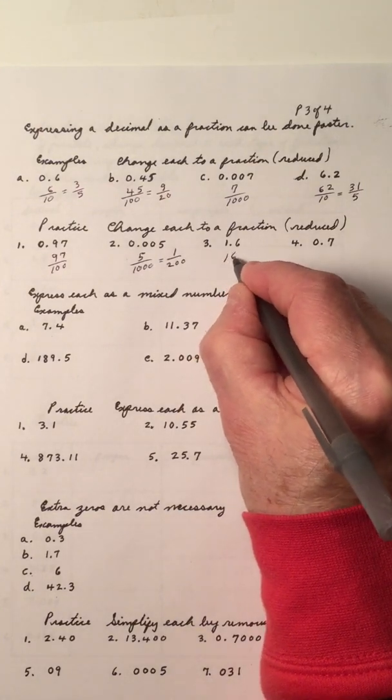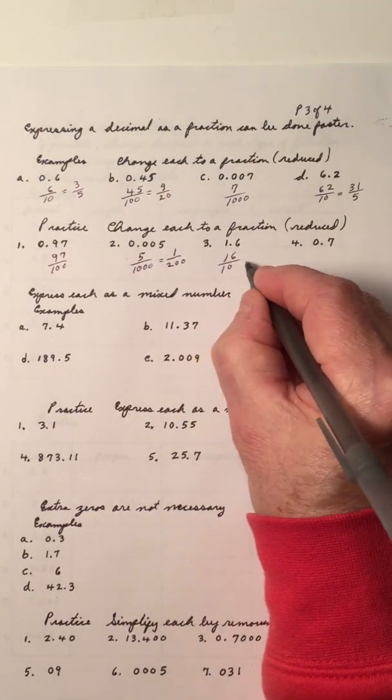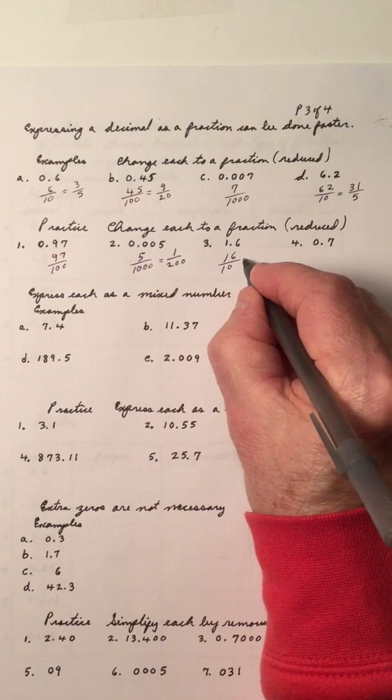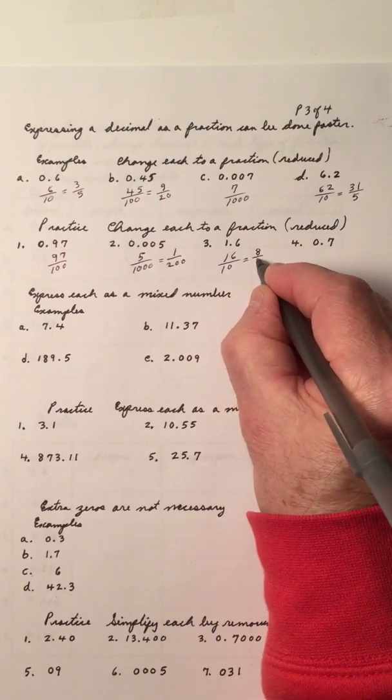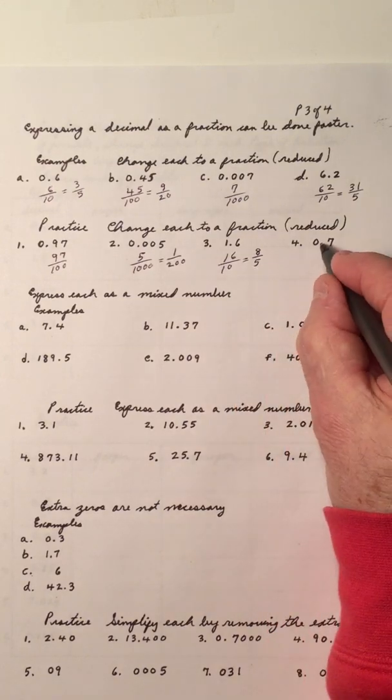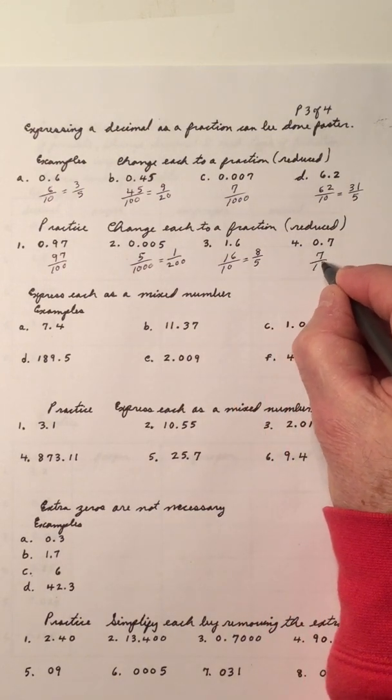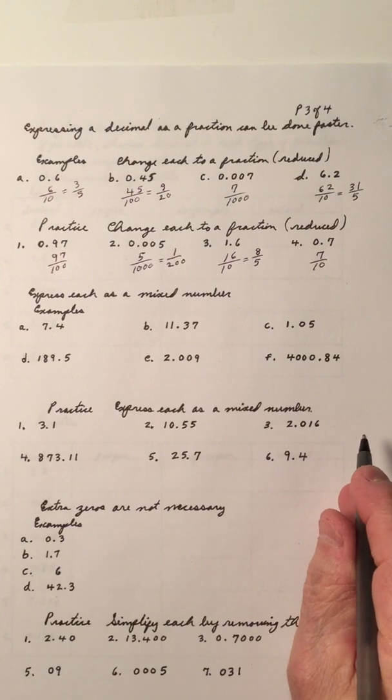And I get 16 over 10, because 6 is in the tenth place. So that's 2 into 16 goes 8, 2 into 10 goes 5. And this is 8 over 5, tenths. 6 is in the tenth place.